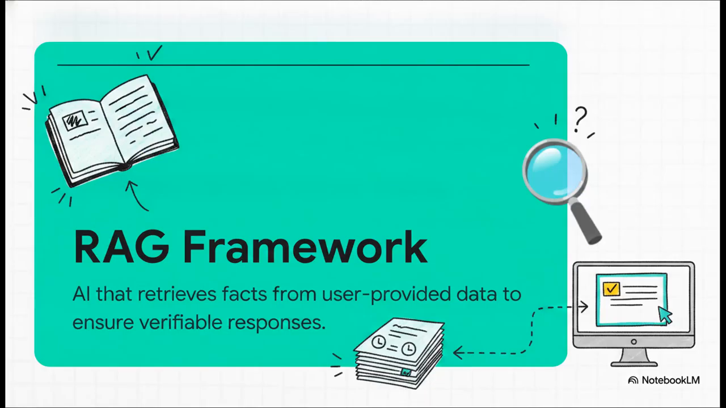It runs on a process called retrieval augmented generation. In plain English, that means every single response it gives you includes clickable citations directly back to your original source material. So if you ask a question about a dense 50-page financial report, it doesn't just give you a summary, it gives you the exact paragraph it pulled the answer from. This is absolutely crucial because it gives you total verifiability and trust in your workflow.